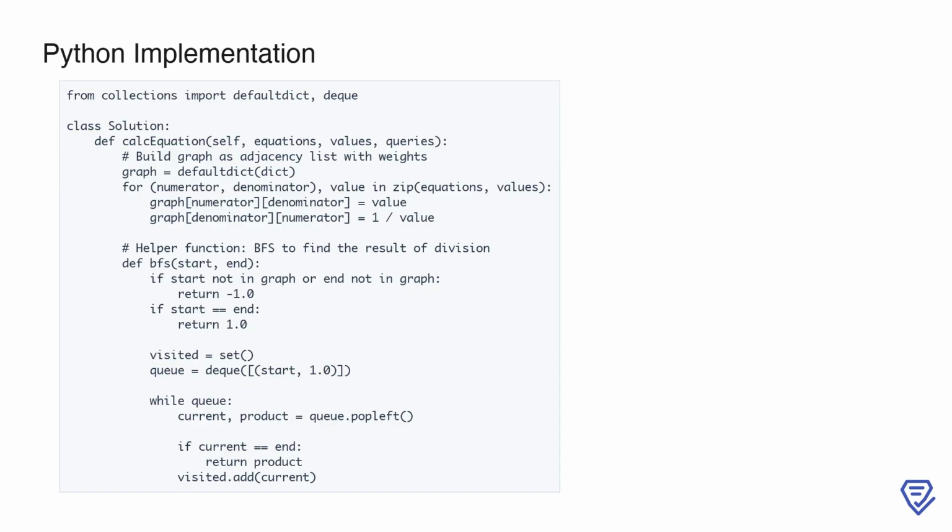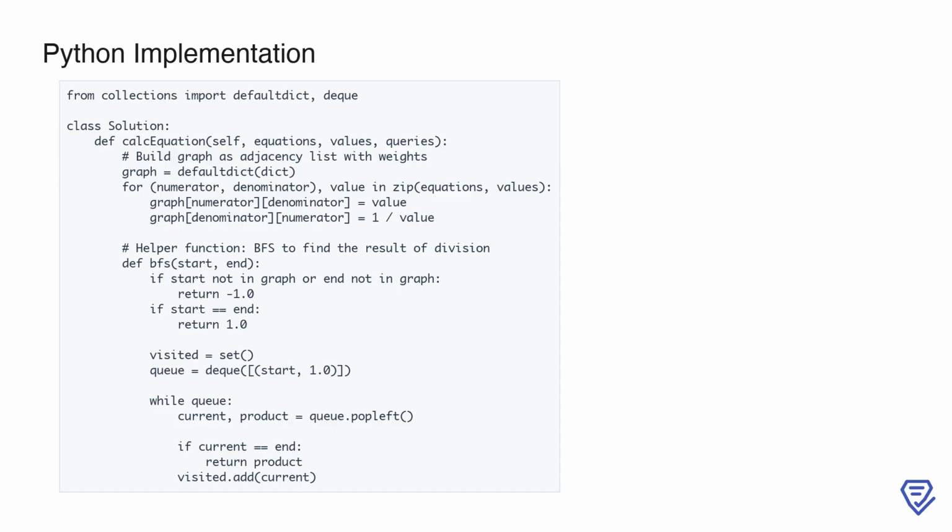Next, we define a helper function, BFS, which will handle the traversal to evaluate division queries. The first step in BFS is to check if both the starting and ending nodes exist in the graph. If either is missing, we return -1.0 to indicate that the division is not possible. We also handle the simple case where the start and end nodes are the same, immediately returning a value of 1.0 because any variable divided by itself equals 1.